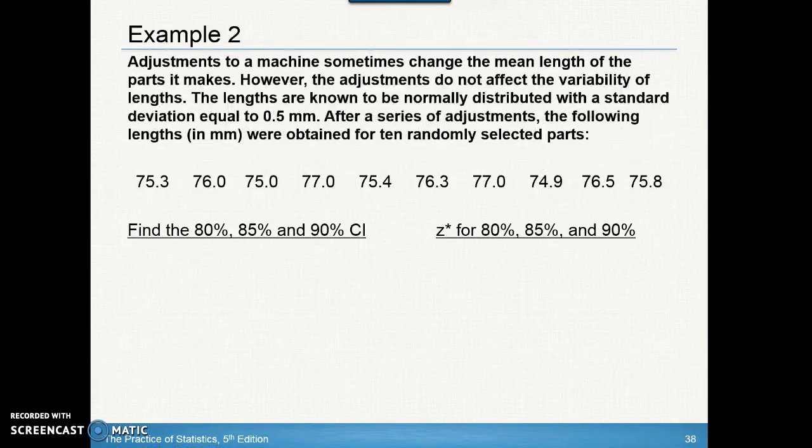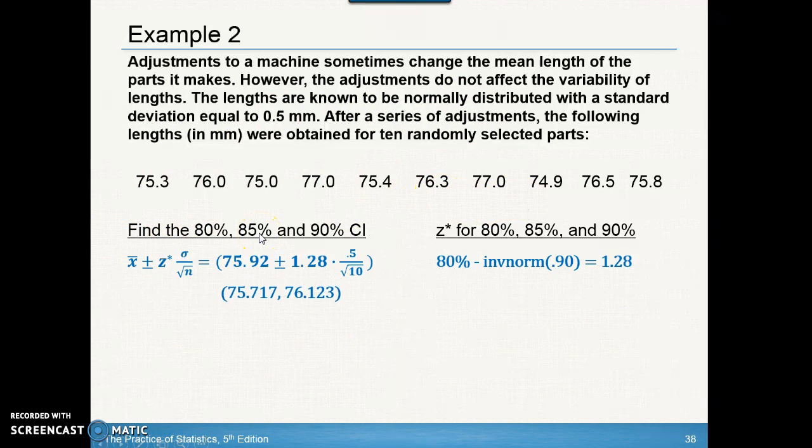Okay. All right, so let's take a look at how we can find the 80%, 85%, and 95% confidence interval for example 2. Adjustments to machines sometimes change the mean length of the parts it makes. However, the adjustments do not affect the variability of the lengths. The lengths are known to be normally distributed with a standard deviation of 0.5, and after a series of adjustments, the following lengths were obtained for the randomly selected parts. So we're going to find these 3 confidence intervals.